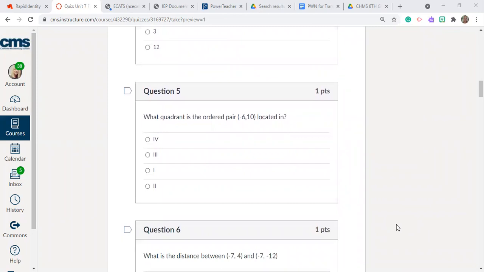Question number 5. What quadrant is the ordered pair -6, 10 located in? Quadrant 4, quadrant 3, quadrant 1, or quadrant 2? Make sure you draw out your coordinate plane and label your quadrants to solve this.